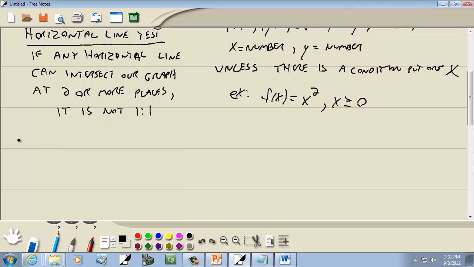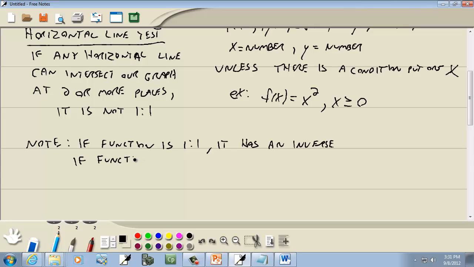Now why do we even really care about the one-to-one? If the function is one-to-one, it has an inverse, which is what we're finding in this section. We're finding inverses of functions. If the function is not one-to-one, it doesn't have an inverse.